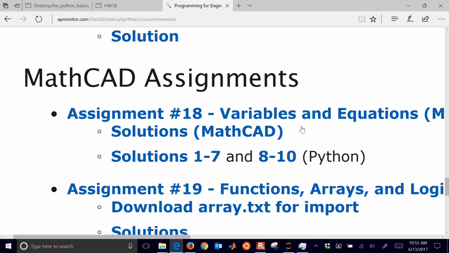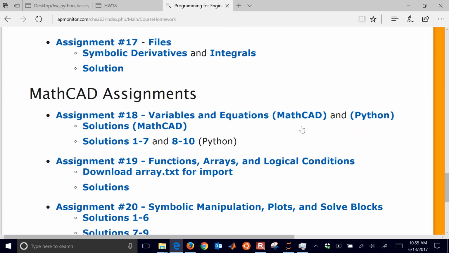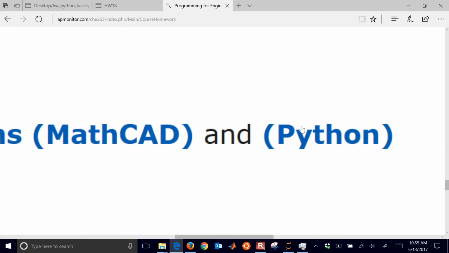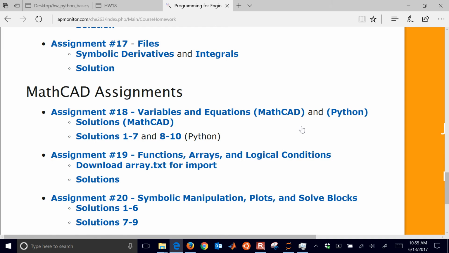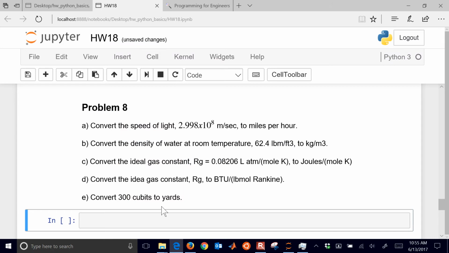You can see some of the source files. Again, this is done originally in MathCAD, but we're showing you how to do the solution in Python as well. So just go ahead and follow along. The solutions are posted there for 1 through 7, and this is going to be 8 through 10.